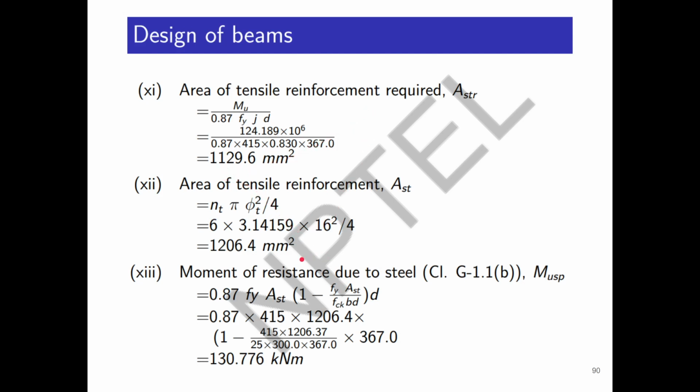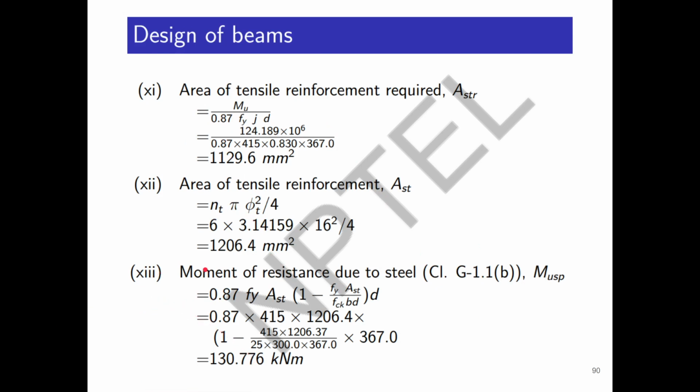Okay, so assuming that we have provided 16 mm diameter bars, 6 numbers, our area of tensile reinforcement provided will be 1206.4, which is higher than 1129. So that means this is okay, right? And you can get these formulas by referring to Annexure G. Okay, so Annexure G of IS 456 you can refer to for getting all these values and formulas.